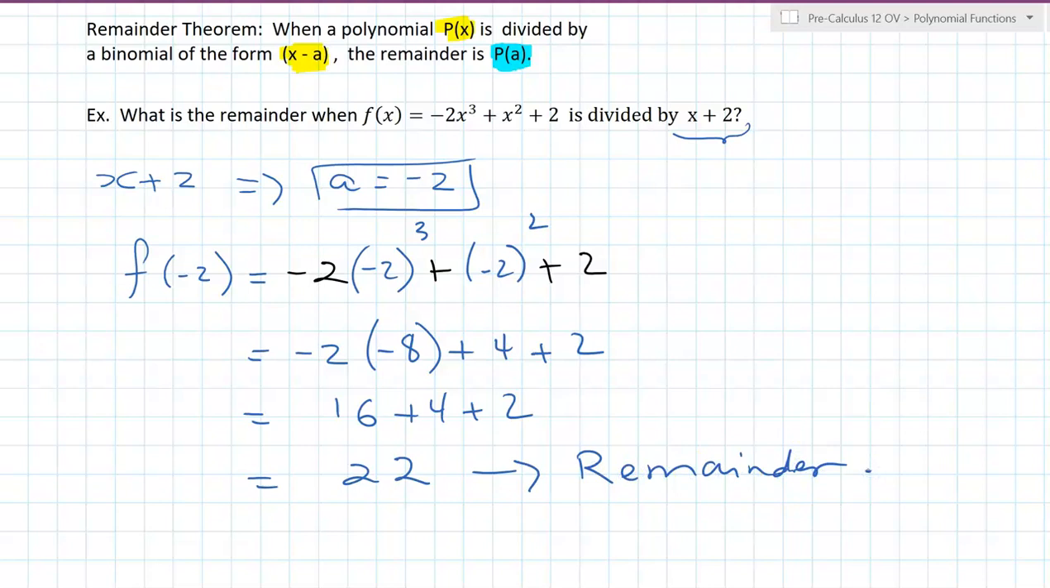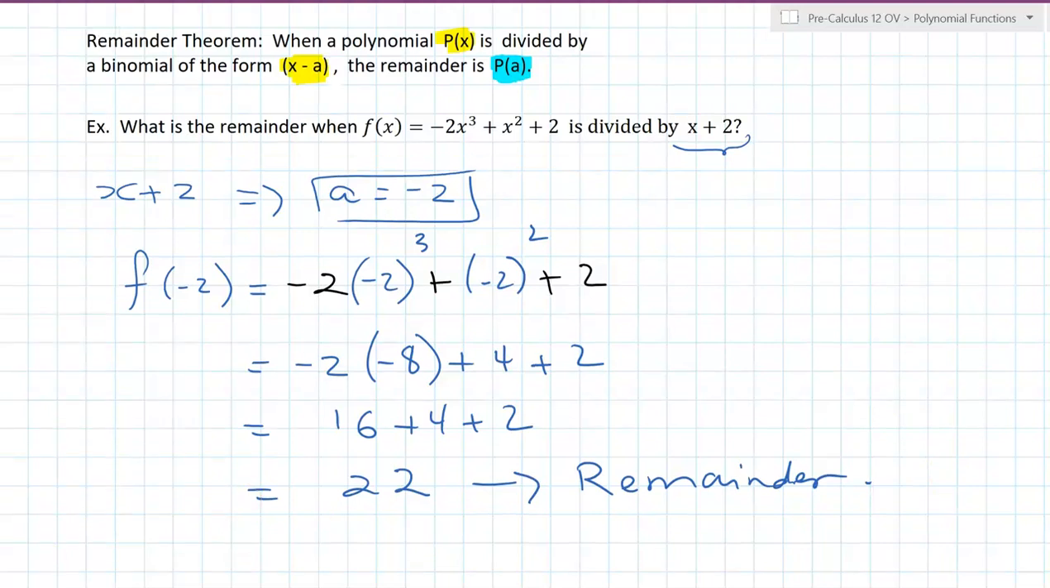If you go ahead and do the long division, you should get the same answer, and you will. All right, a couple of other things I want to point out. One is that you're dividing, so your divisor must be a binomial, and the form of the binomial must be x minus a. It can't be any other form because it won't work. That's the limitation of the remainder theorem.